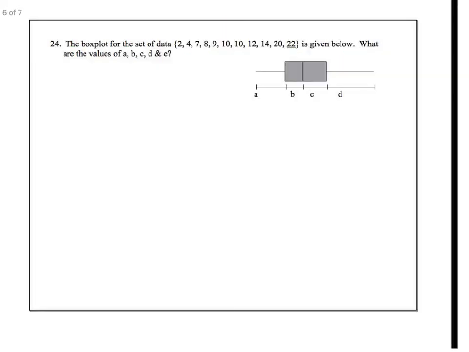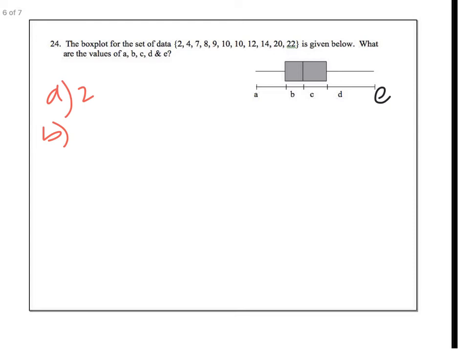Okay, 24 says the box plot for the set of data given, which is that list of numbers, is given below. What's the value of A, B, C, D, and E? E should be at the end there. So let's look at this. We know A is our minimum, so that's going to be 2. B is the beginning of our Q1. So let's just look at our data and find this info.